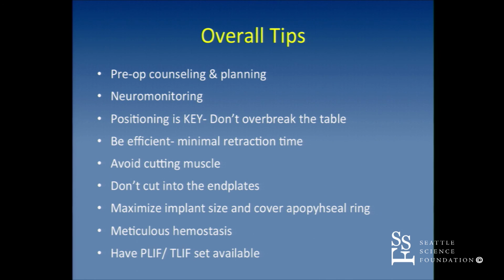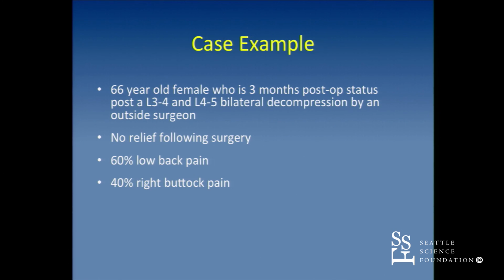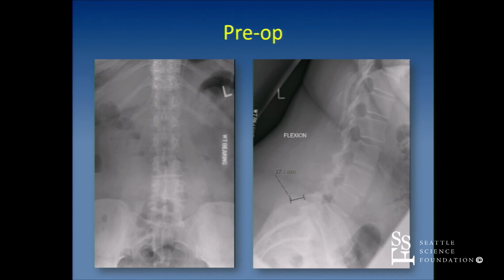And of course, you want to have a PLIF and TLIF set available in case you find that the lateral approach is not safe intraoperatively. I've had to do that myself once or twice. So real quick, one case example. This is a 66-year-old female. She had had a bilateral decompression at 3-4 and 4-5 by an outside surgeon. She never had relief. She saw me 3 months out, with 60% back pain and 40% right buttock pain.